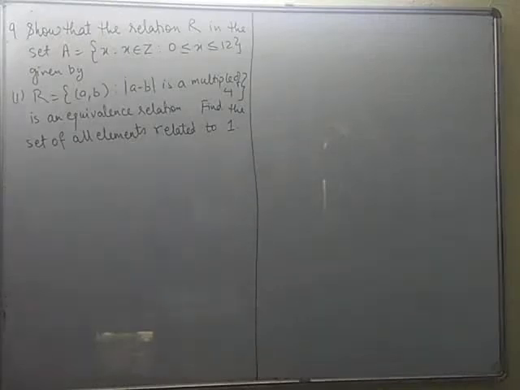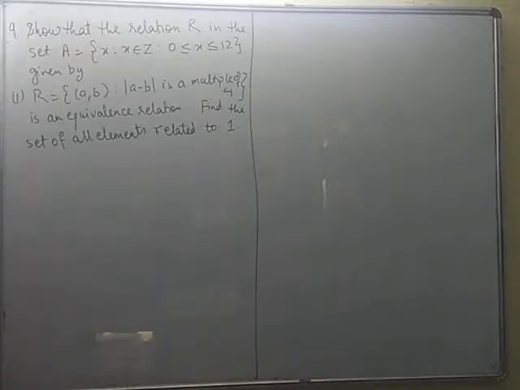Another example, children, to see whether the given relation is an equivalence relation or not. You can see we have to show that the relation R, which is defined on the set A. Look at the elements of set A. It contains elements denoted by x, which are integers greater than or equal to 0 but less than or equal to 12. So set A contains the integers from 0 to 12: 0, 1, 2, 3, 4 till 12.